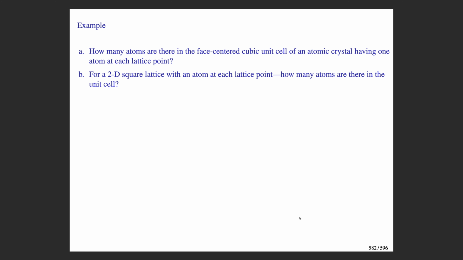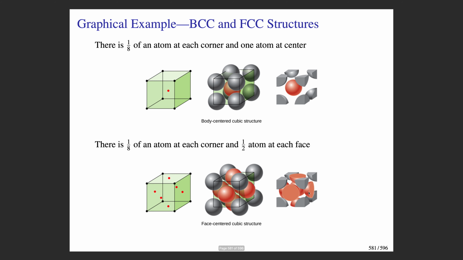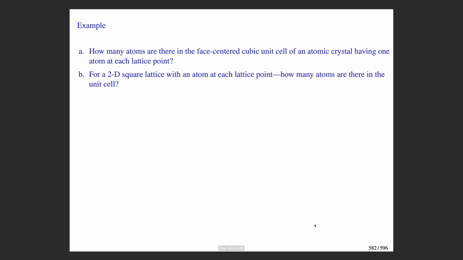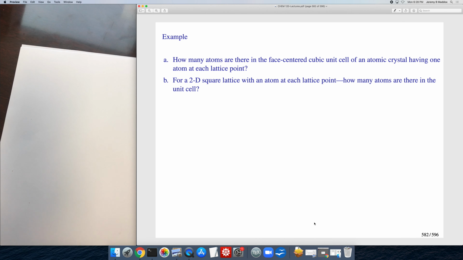How many atoms are there in a face-centered cubic unit cell of an atomic crystal having 1 atom at each lattice point? Going back to the face-centered cubic, as we said, there are 4 atoms in the unit cell. And then in the follow-up question, they want us to think about a 2-dimensional square lattice with each atom at the lattice point.